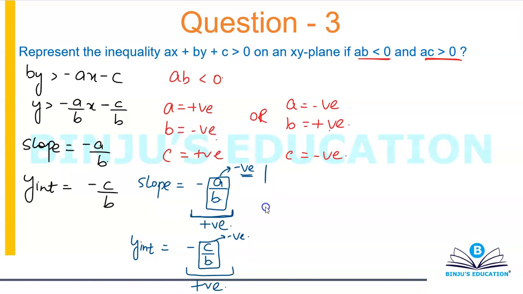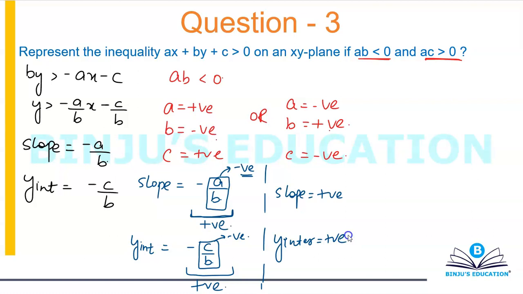Come to the second case now. Now I guess second case is also going to give us the same result because A and B are of opposite signs and B and C are also of opposite signs. So if A and B are of opposite signs, then A by B is negative. So negative into negative will again become positive, because I have a negative sign in front of A by B. And same thing I can say for intercept also, that negative into negative will automatically become positive.